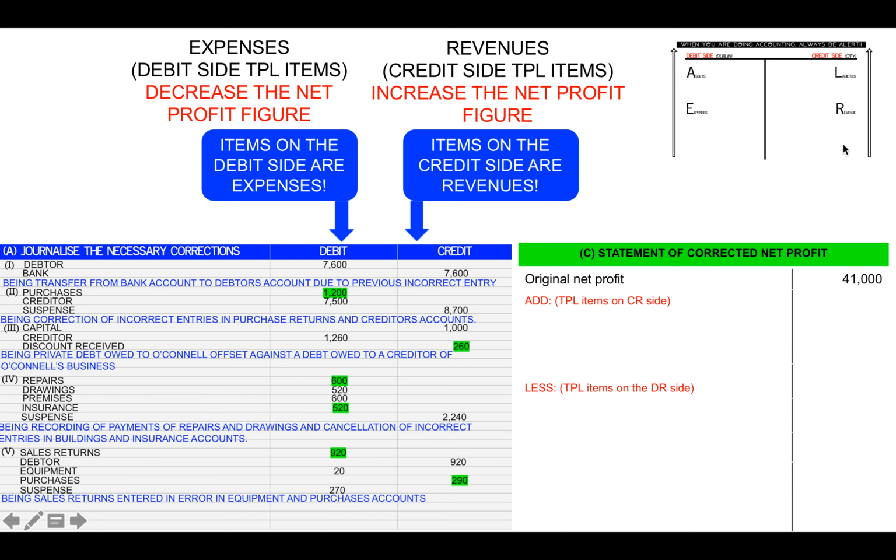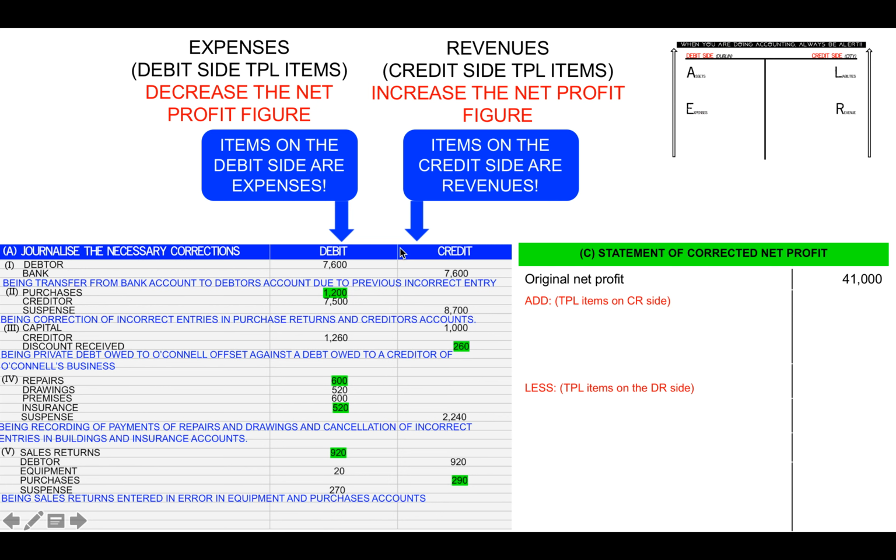Now, revenues belong in the TPL. When a revenue increases, we credit it. When a revenue decreases, we debit it. So items, it could be an expense being reduced, on the credit side. Items on the credit side are going to increase the net profit figure.